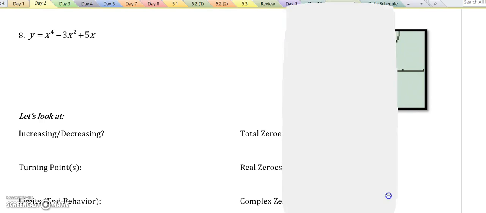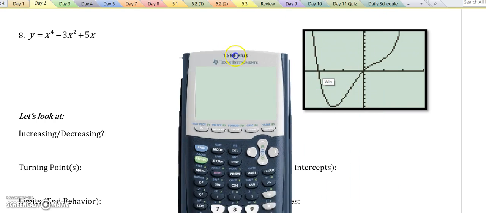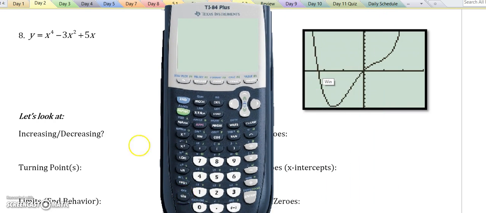All right, only one more example to get through here. So just like last time, let's go ahead and enter this equation into our calculator. I'm going to go back into my y equals, clear out what you had from before, and enter in x to the fourth minus 3x squared plus 5x.